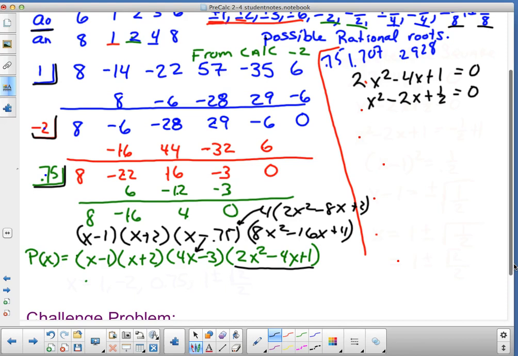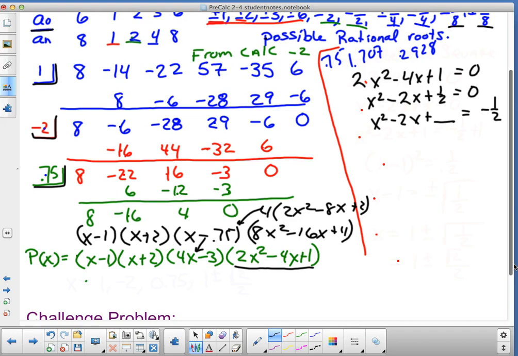Remember, we divided that out. We got to come back with that. So now I've got x squared minus 2x plus something equals negative 1/2. Okay. So what's the something I'm going to add?